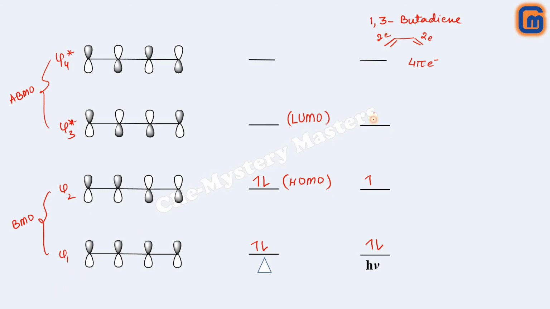So you can show it like this. The electron from this psi 2 molecular orbital will get excited to the psi 3 star molecular orbital. So this is how the excitation will take place.